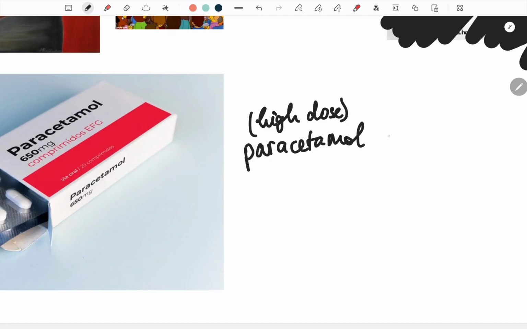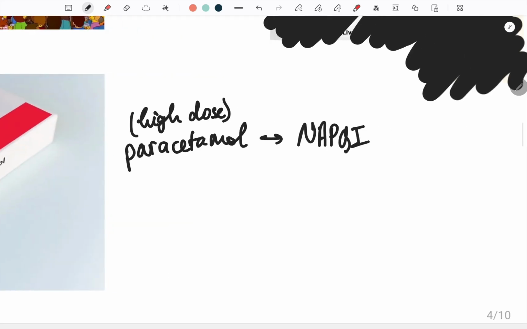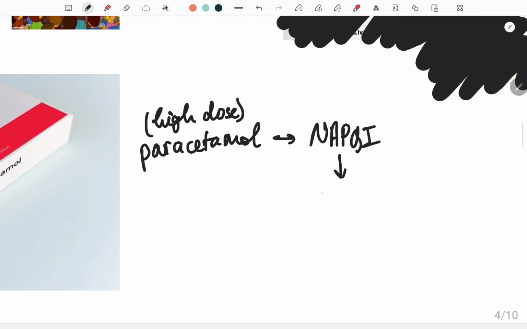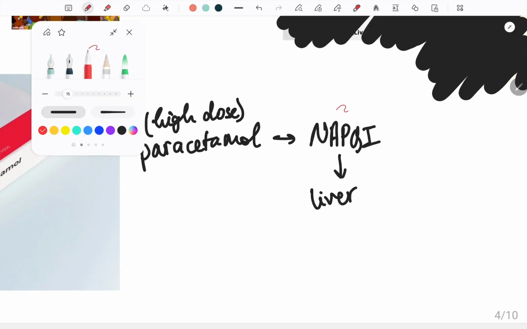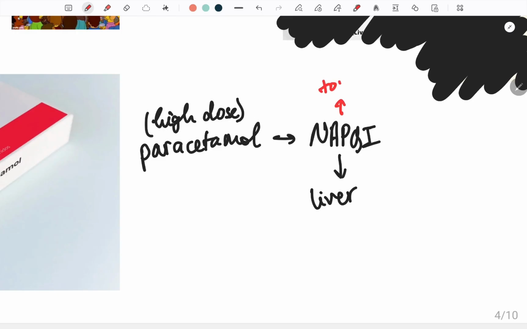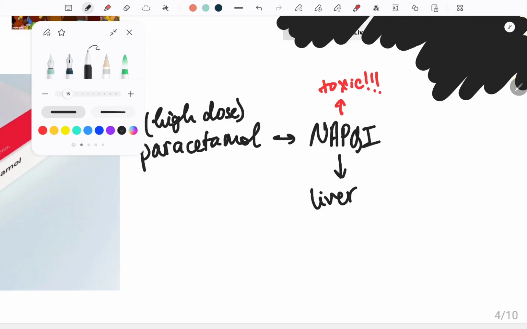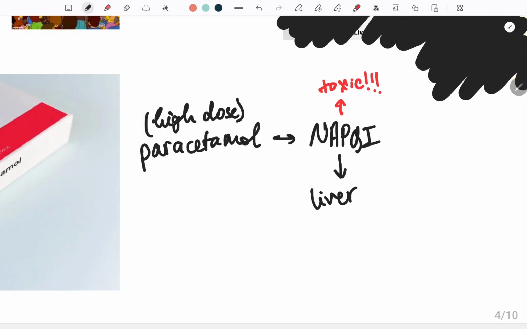Now, paracetamol in large quantities, as opposed to alcohol, which can be at any quantity, can be processed into a long worded compound called NAPQI. Now, NAPQI is processed in the liver, and the issue here, like acetaldehyde, is that NAPQI is very toxic. So again, in an effort to save your body, your liver ends up doing a lot of the processing, but hurts itself in the process.